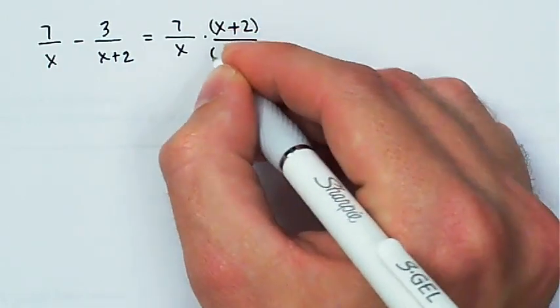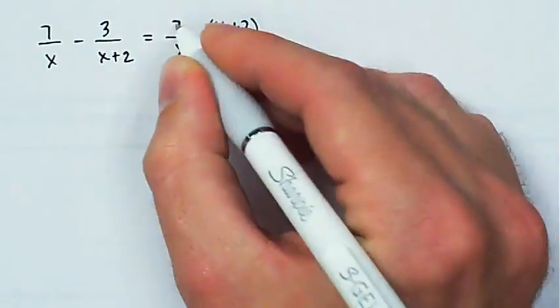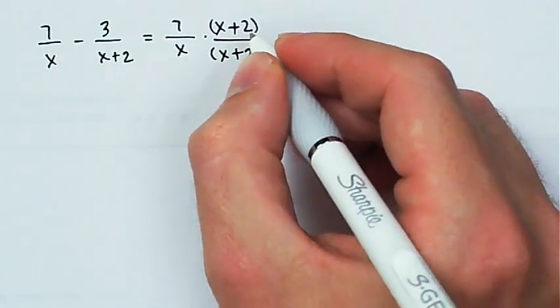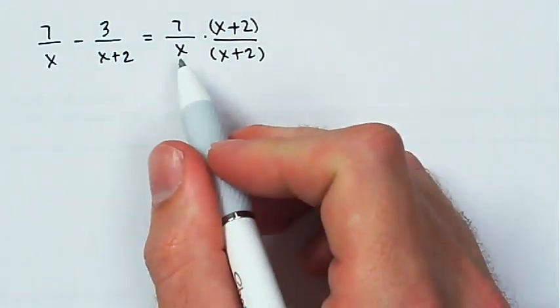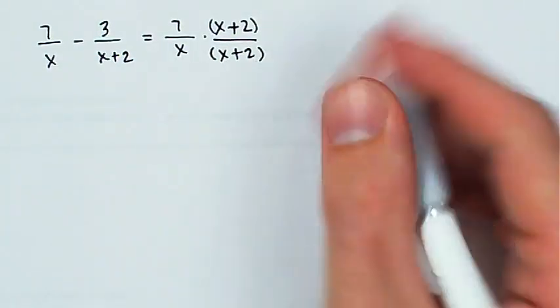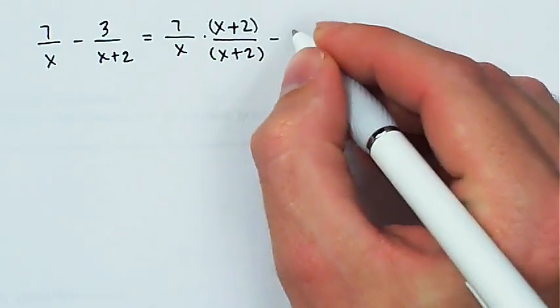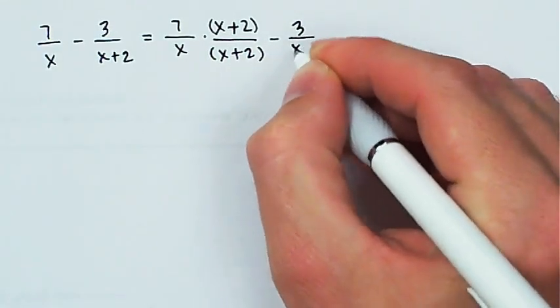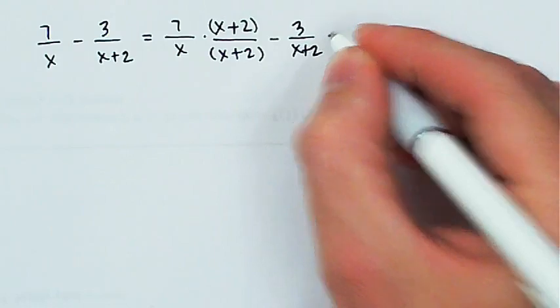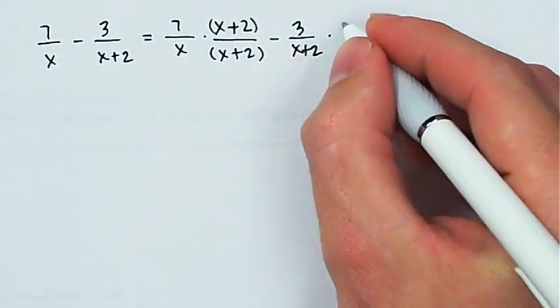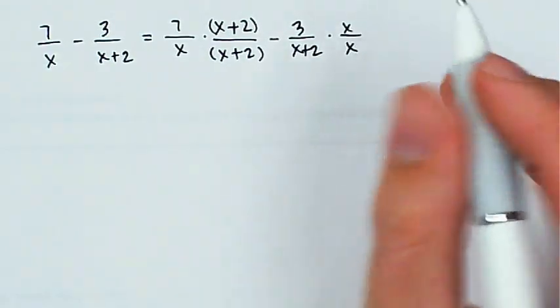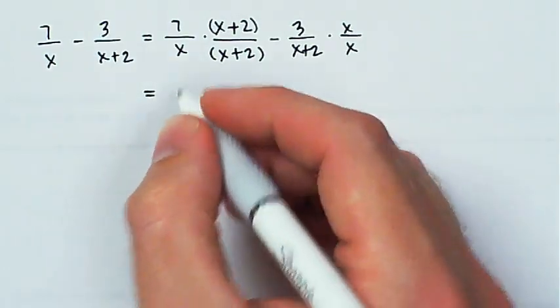I'm going to put these in parentheses to remind myself that I'm going to need to distribute 7 over the x and the plus 2. Moreover, I'm going to need to distribute this x over that x and the plus 2. Okay, but then I'm subtracting 3 over x, and that's missing that x, so I need to multiply by x over x.